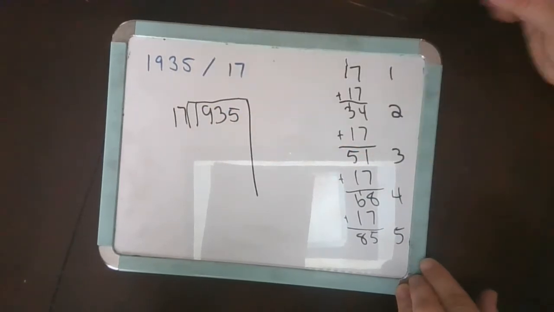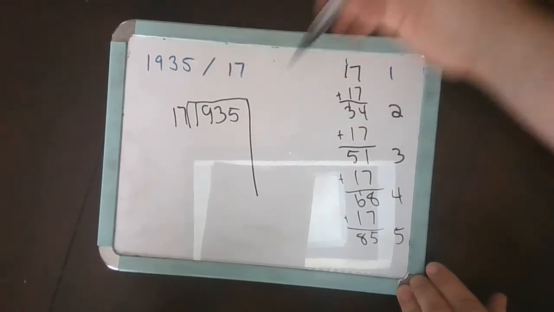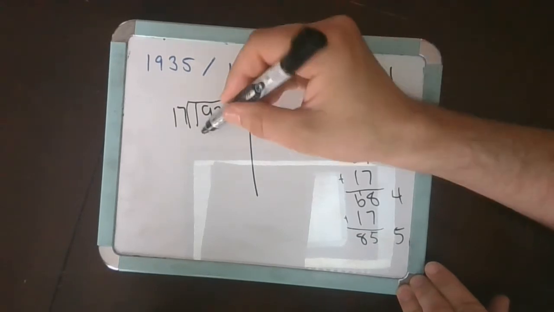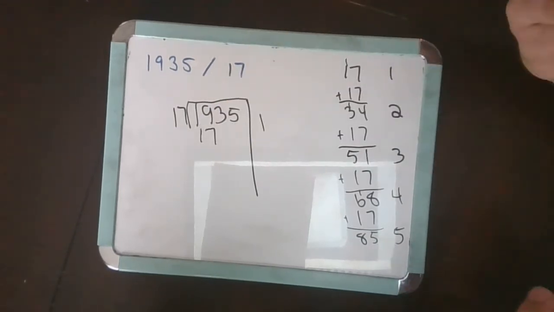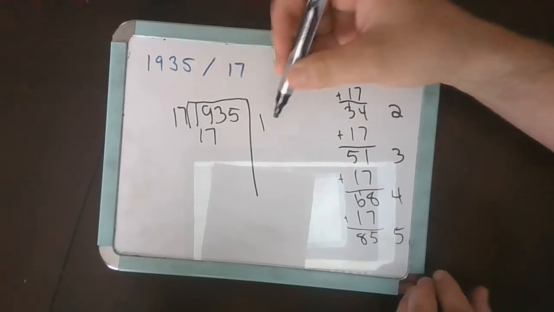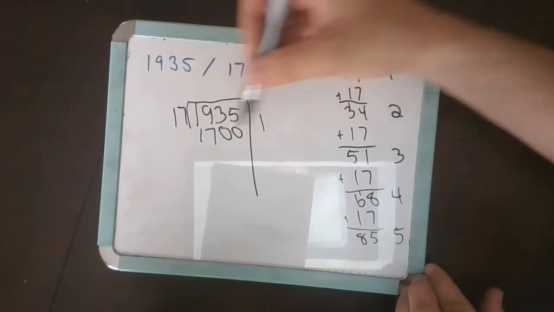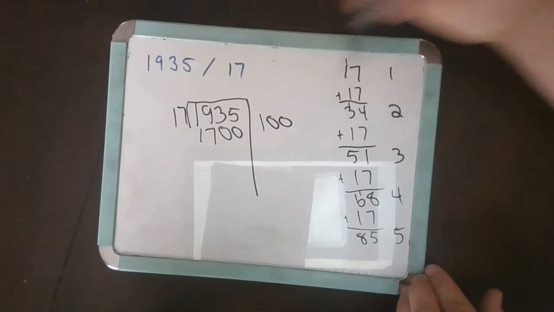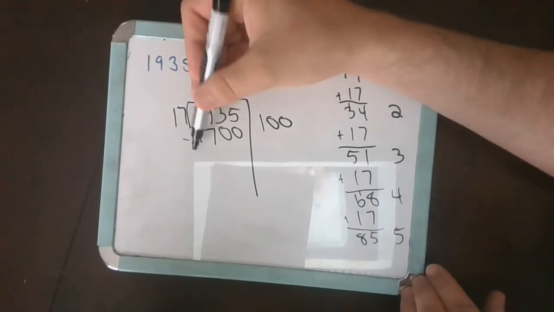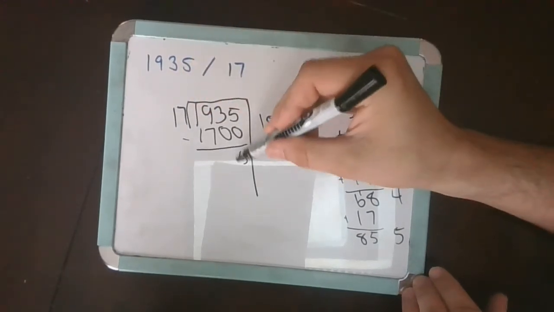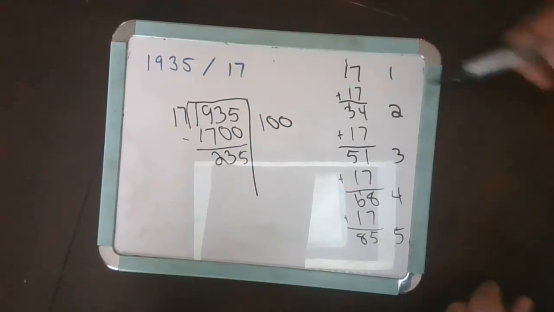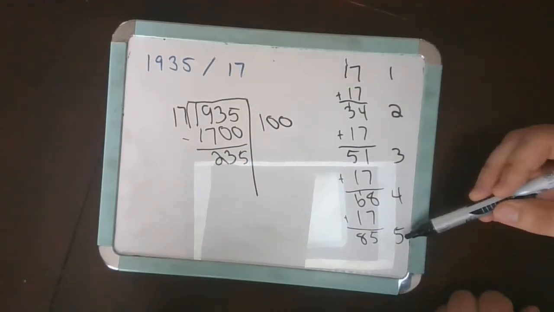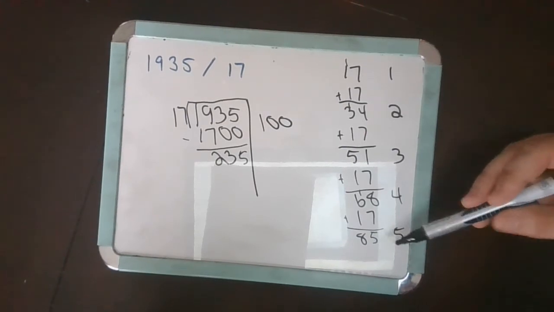Okay, now I've gotten lucky because 17 goes into 19. So that goes in one time. But I'm not really dividing it into 19. I'm dividing it into 1,935. So I really want this to be 1,700. So to get to that, I'd have to multiply it by 100. When I subtract, that leaves me with 235 left over.